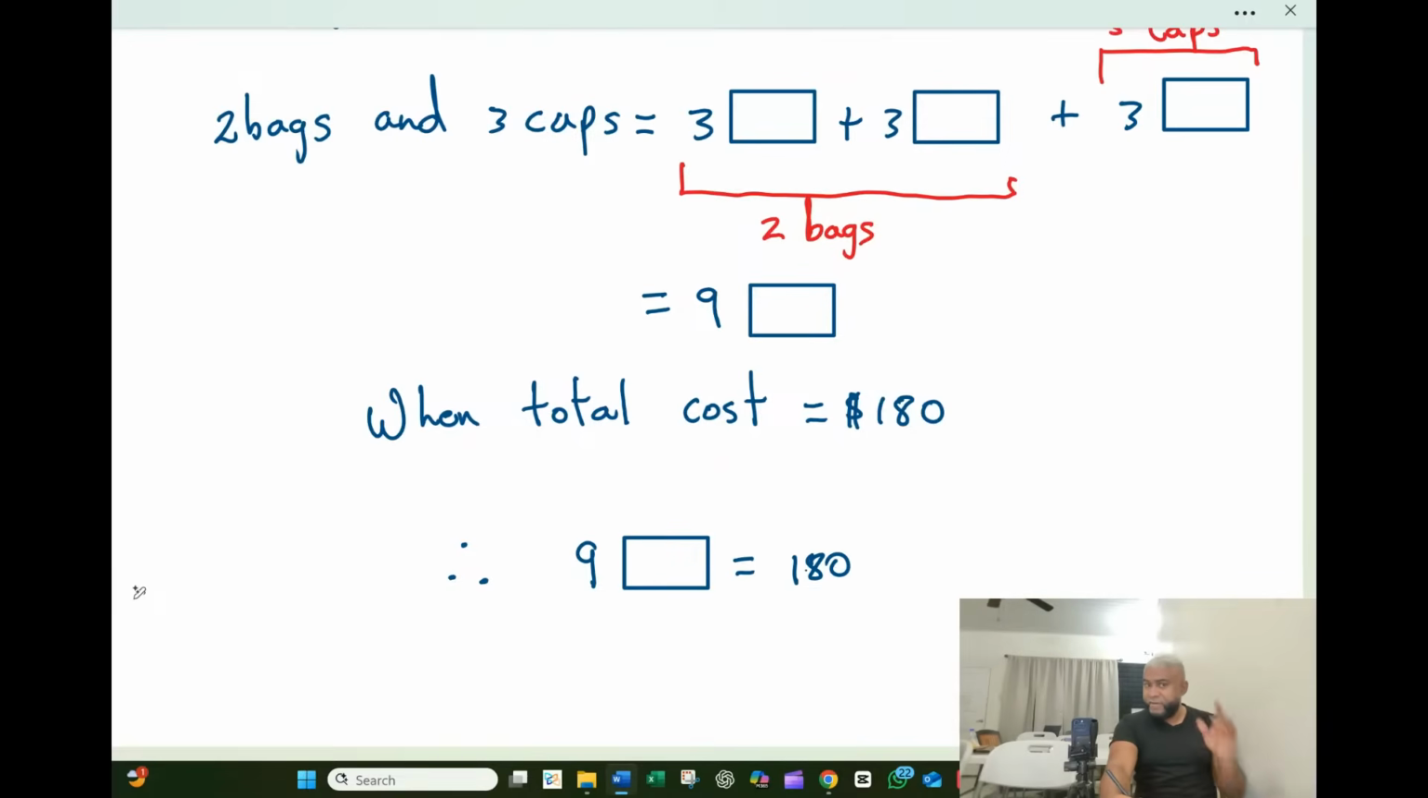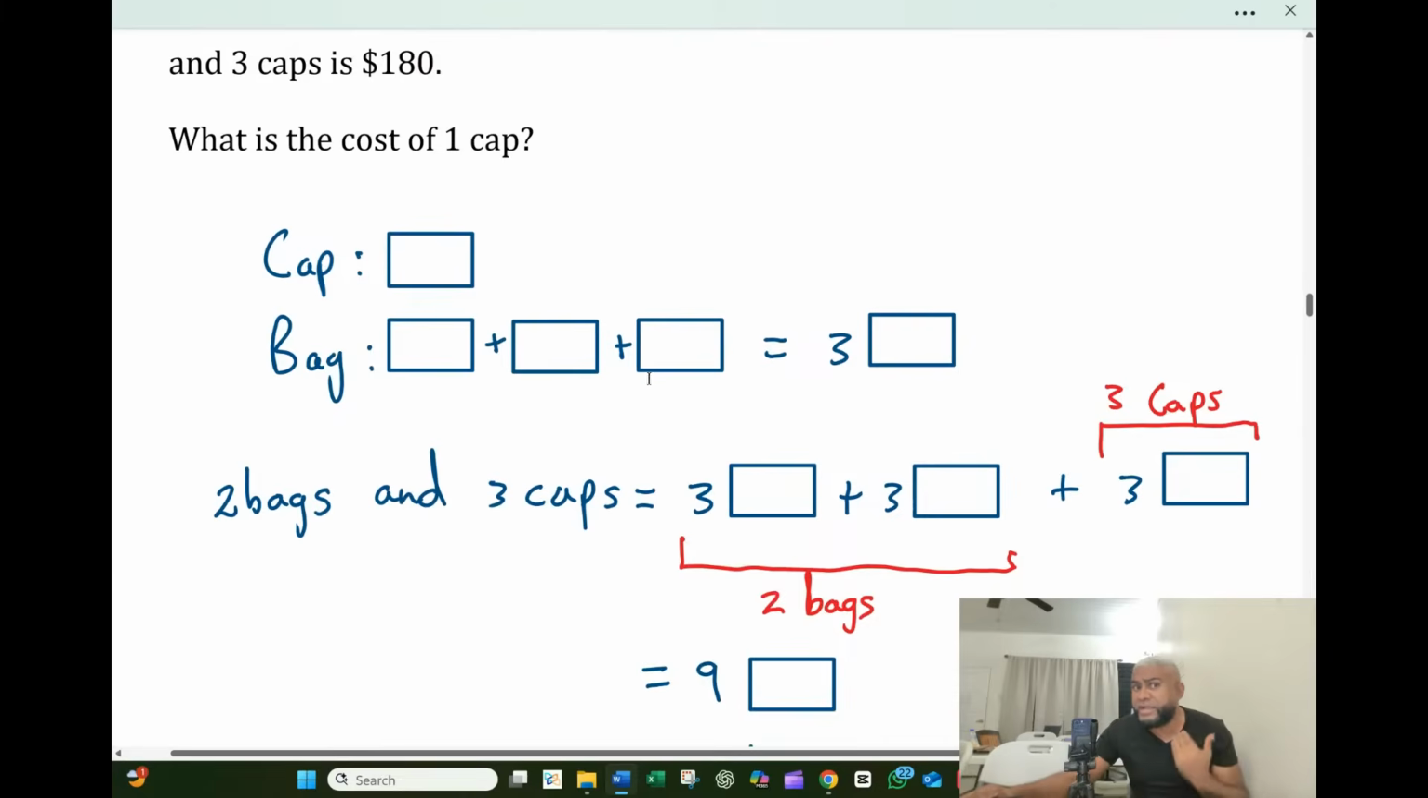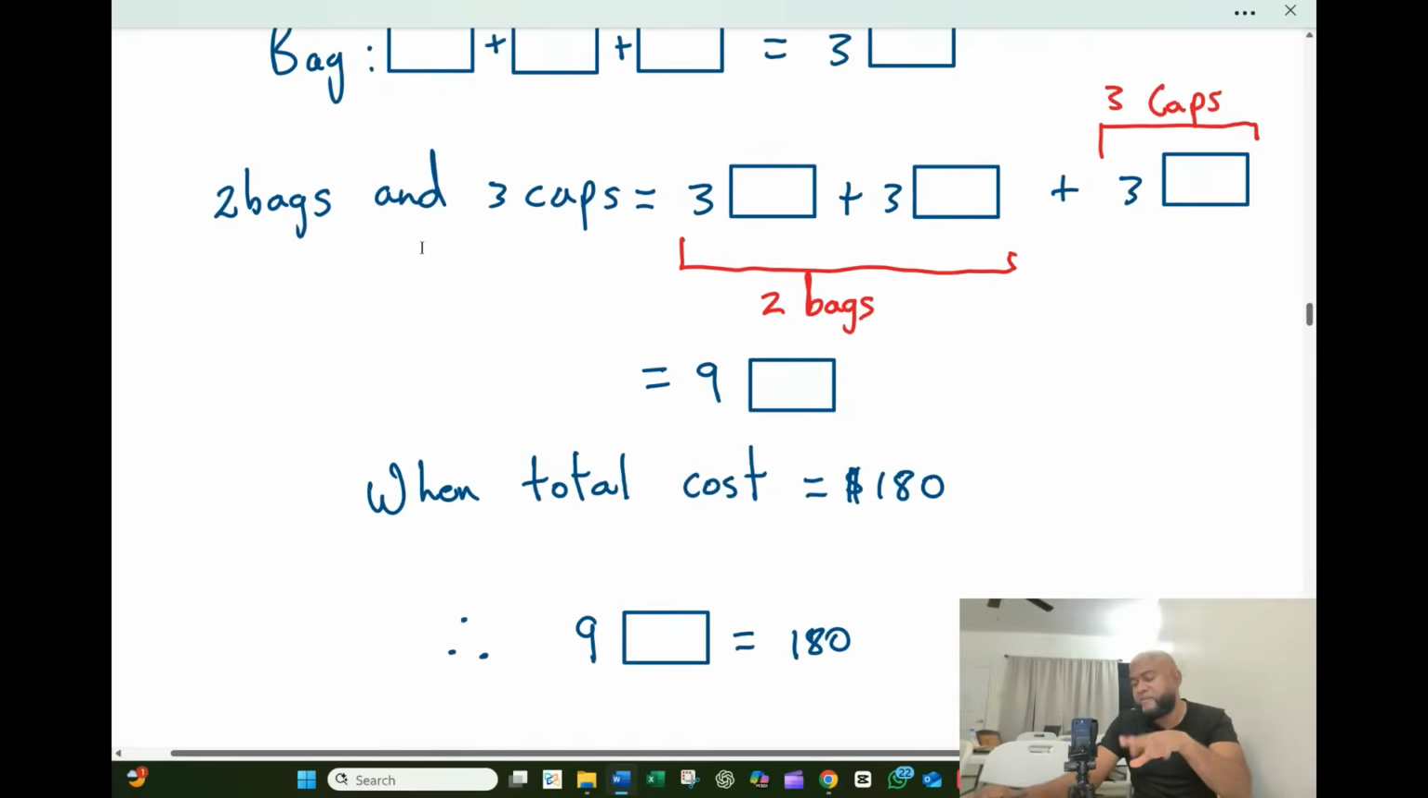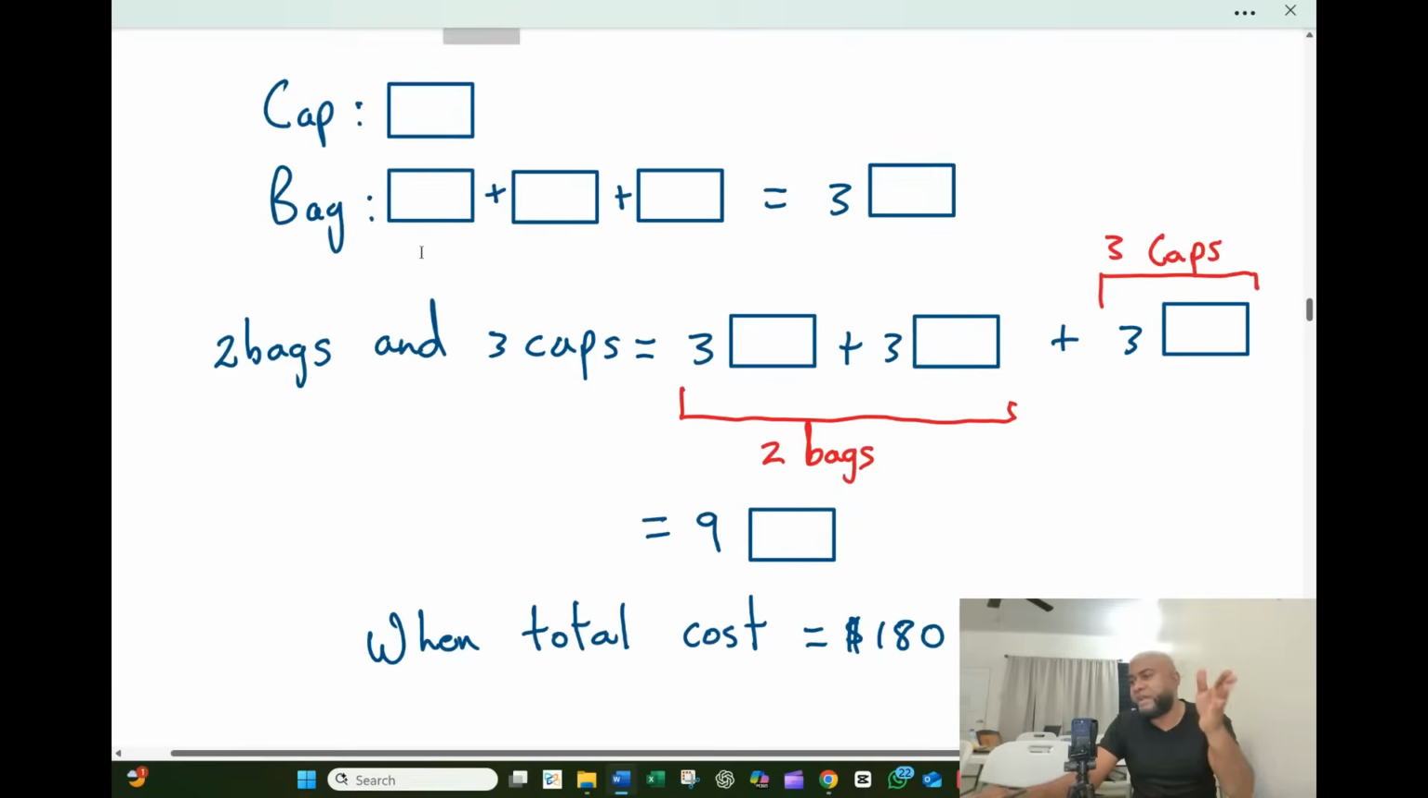180. So if I want to find out what one box is, which is 1 box represents 1 cap, which is what the question is asking for. Always go back to your question and make sure you understand what you're asking for, because a common mistake is to find the cost of 1 cap and then also find the cost of 1 bag too, which is wasting time.